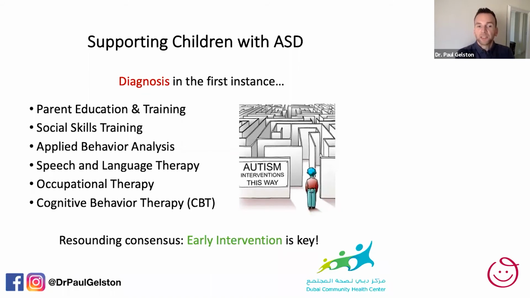But some children will need social skills training. Some will need ABA, which is a more behavioural intervention to target some of their skills. And obviously a lot of children need speech therapy or occupational therapy to target their communication or their motor skills.